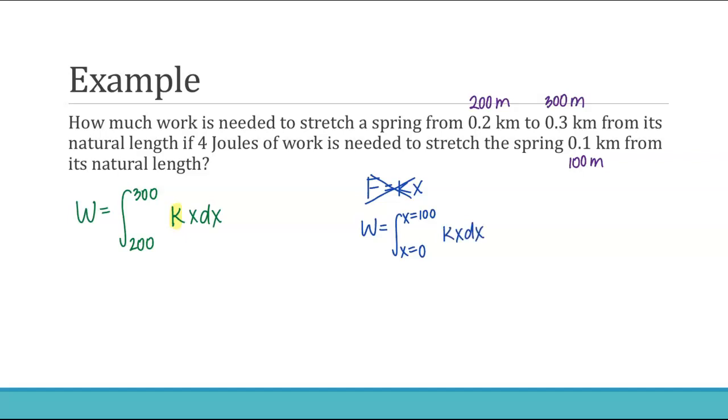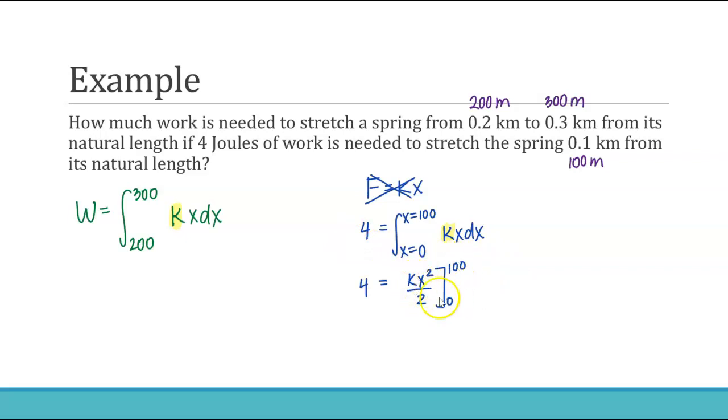So again, we are searching for this value of k, and we can substitute in something for work here. We know that work is 4 joules, so I can go ahead and replace W with 4 and solve this for k. We're going to have the antiderivative of k times x, which is kx squared over 2, evaluated from 0 to 100. That has to equal 4.